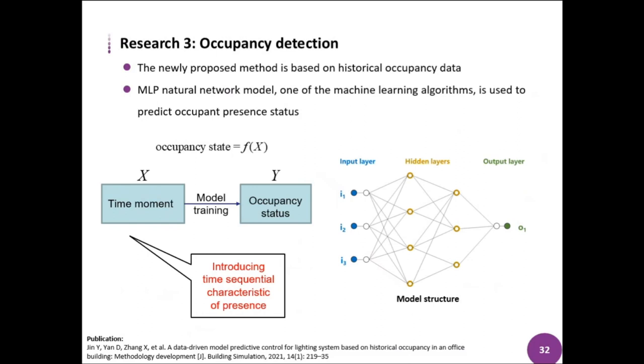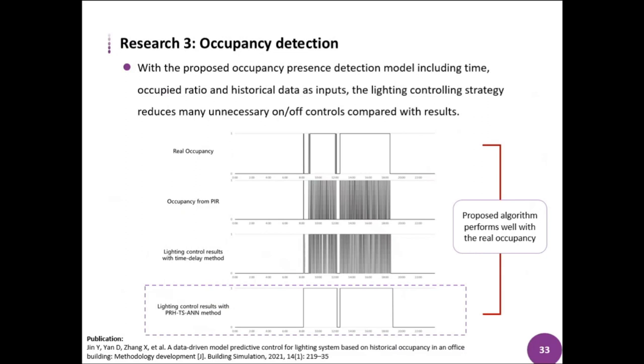So here we're using a sequence of the characteristics of presence to generate an ANN model. Based on this new machine learning algorithm, we can see in this picture that the real occupancy rate is more consistent. People will stay in the room for a very long time, but the PIR sensor does not detect continuously. It will have a lot of this kind of misdetection. So based on our new model, we will have a much more accurate estimation of people's occupancy inside the room.